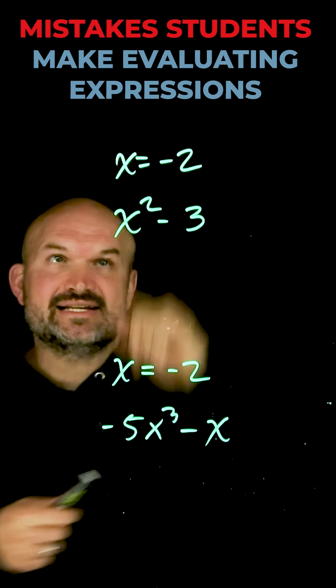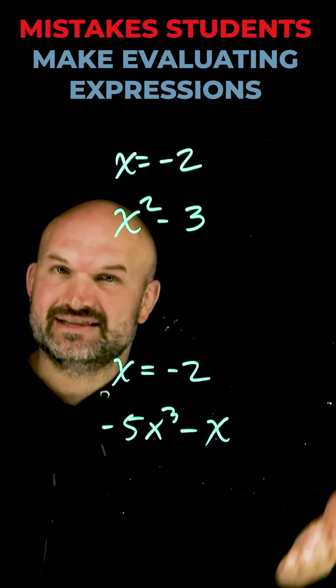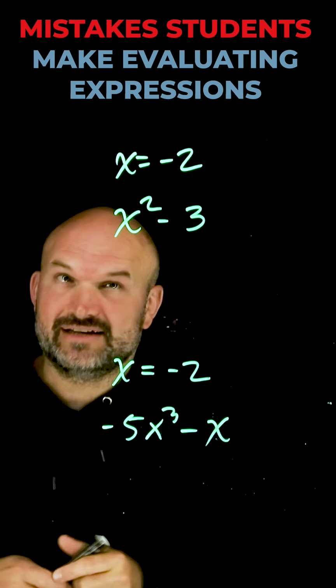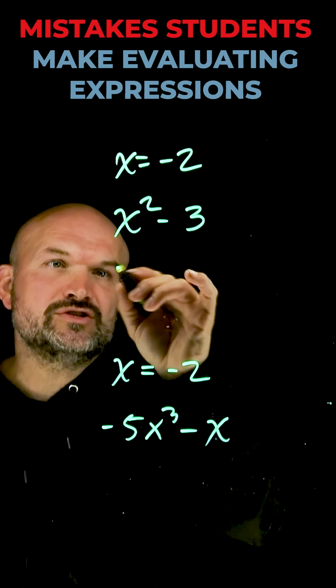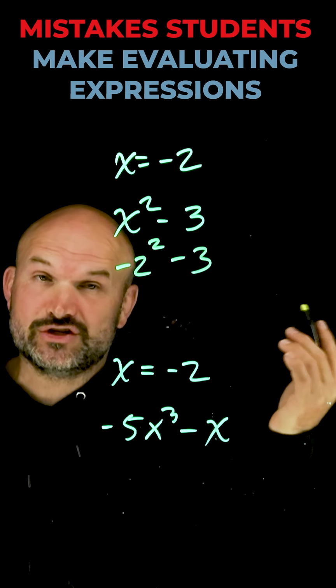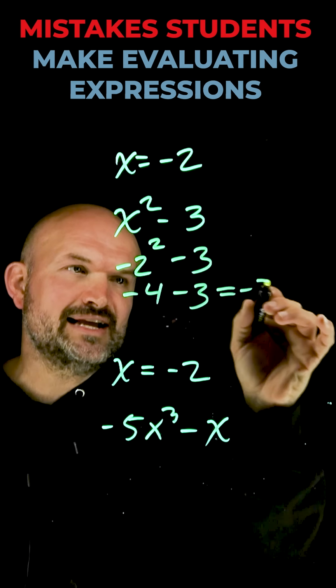to a power. So in this case, I have x equals -2, and I have the expression x squared minus 3. I need to find the value. So what I'm going to do is replace my x with my value of -2. And the mistake comes in when students do not use parentheses. Because what's going to happen here is they're going to square the 2, which is going to give us 4, and they get a -4 minus 3, which equals a -7.